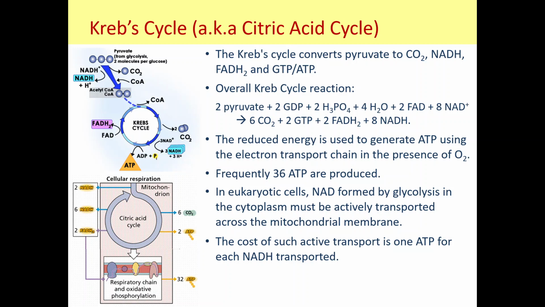Basically, the Krebs cycle converts pyruvate to carbon dioxide, NADH, FADH2, and also GTP or ATP. So please take a look at the overall Krebs cycle reaction. This reaction is basically what happens in the Krebs cycle. It summarizes the whole process. The reduced energy is used to generate ATP using the electron transport chain in the presence of oxygen.